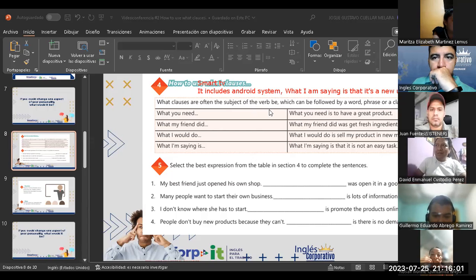China food is sometimes new to some people. What I am saying is that it's worth trying a different meal.